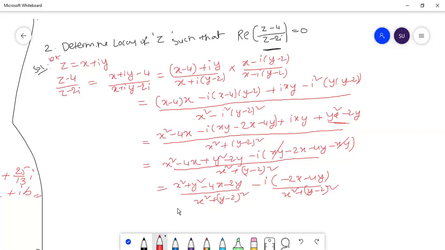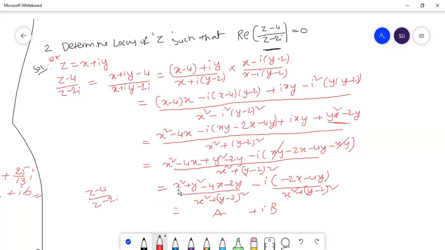Now, let us consider this is a plus ib. It is in the form of a plus ib. Now it is a complex number. This whole thing is (z minus 4) by (z minus 2i), correct? This whole thing is (z minus 4) by (z minus 2i).